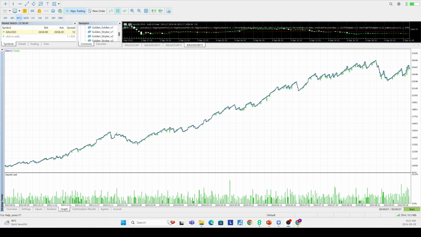Okay, so we are back with the results of our backtest. And here, as you can see, we have a pretty beautiful equity curve in front of us. We turned $10,000 into around $25,000 in the span of a year, while risking 2% per trade.